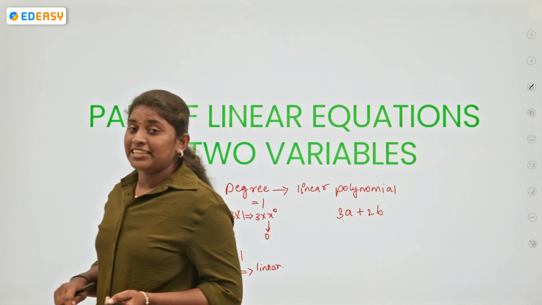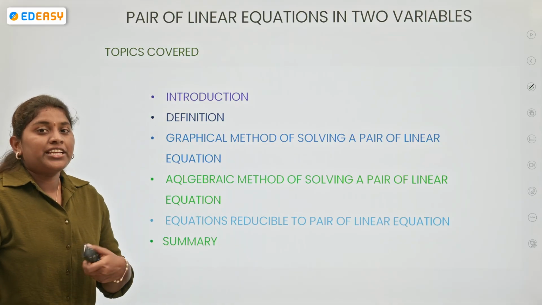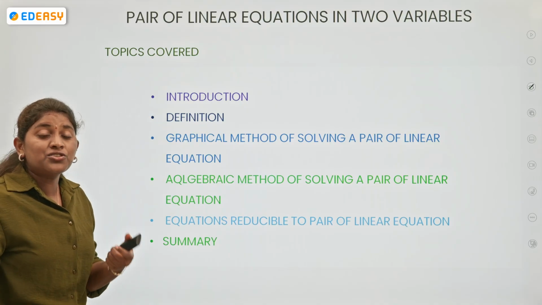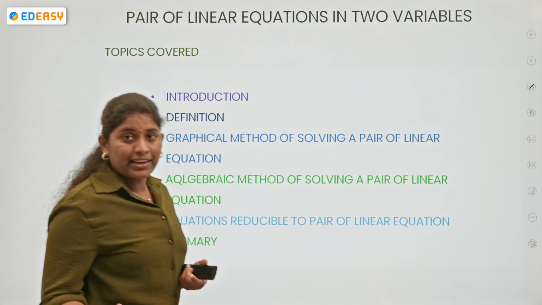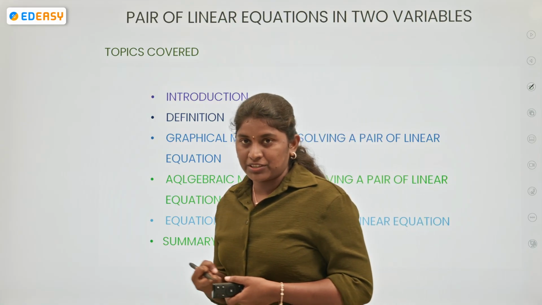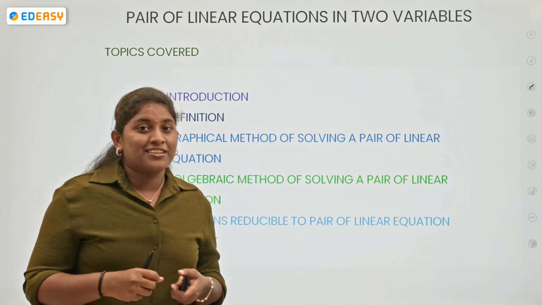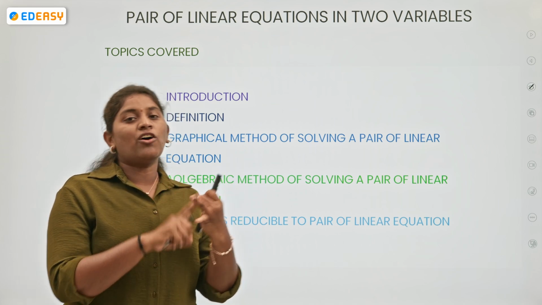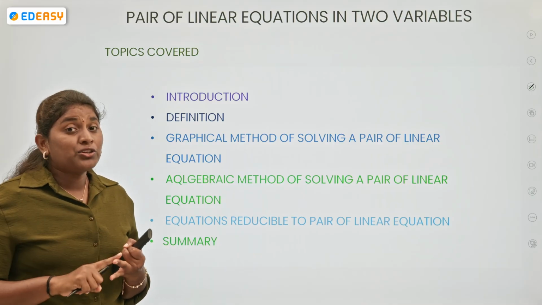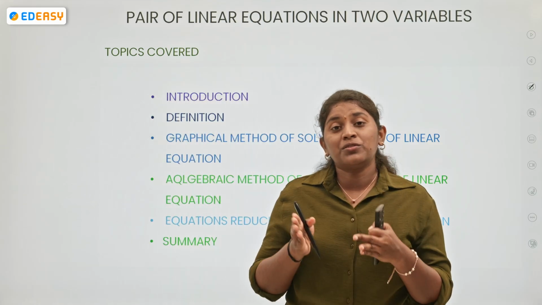Now let's see what the linear equation is. The topics we are going to cover in pair of linear equations are, first, an introduction, then the definition of the linear equation, like what the standard form is, and then the solution of a pair of linear equations. Clear? Next, the methods to solve a pair of linear equations. The methods are the graphical method and the algebraic method. In the graphical method, you have only one type, but in the algebraic method, you have three types. We will get to know what those three methods are.